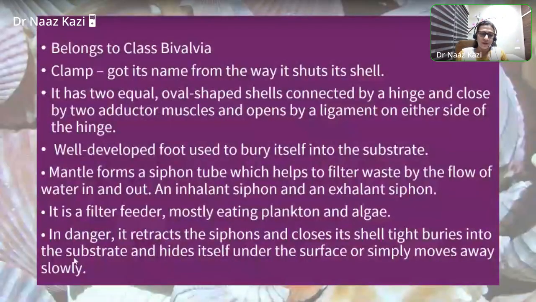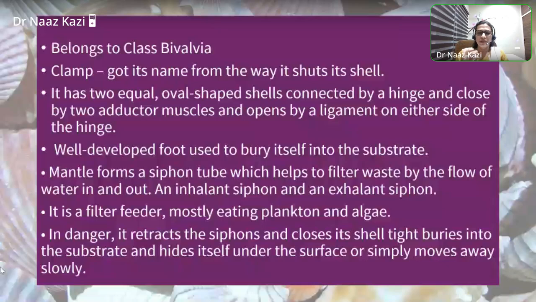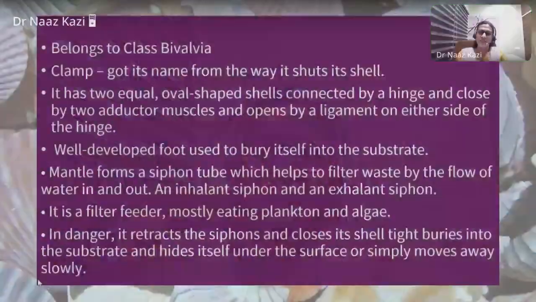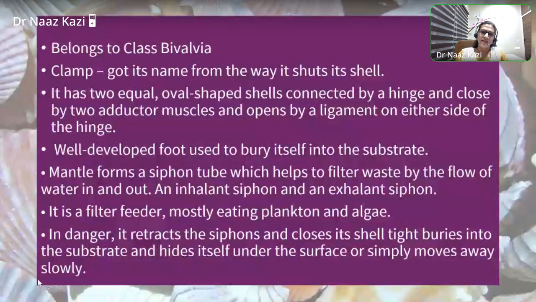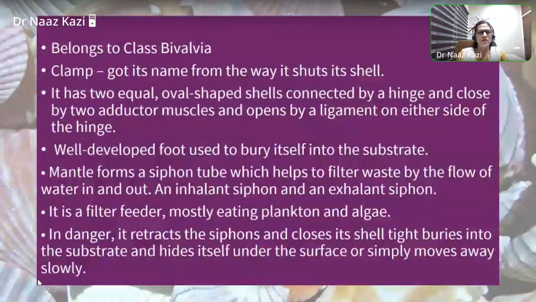It is a filter feeder. That means whatever they have in the water, the plankton, algae, they filter it and consume it, mostly eating plankton and algae. In danger, it retracts the siphons and closes its shells tightly, and it buries into the substrate and hides itself under the surface, or simply moves away slowly, because the movement in the bivalve, mostly the clam, is slow, right? The slowest of all, or no movement at all, is the oyster.